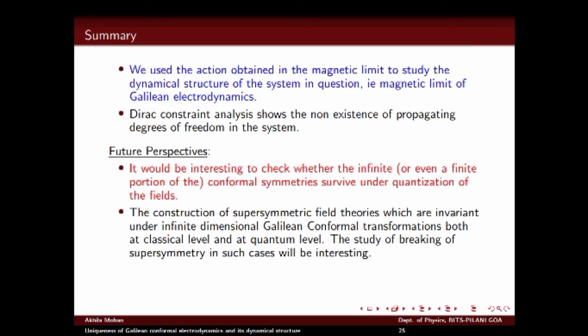And future perspectives are regarding the study of quantization of these fields, and checking for the invariance of these conformal symmetries, infinite dimensional conformal symmetries. And another thing is the construction of supersymmetric field theories, in this case both at the classical and quantum level. Okay, that's it. Thank you.